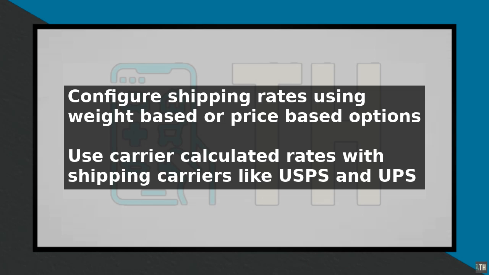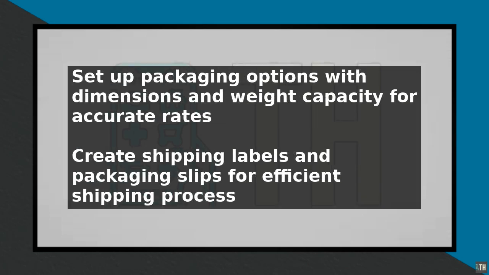Finally, you can also set up shipping labels and packaging slips to make the shipping process easier and more efficient. Shopify integrates with several shipping carriers, allowing you to print shipping labels and packaging slips directly from your Shopify admin panel. By following these steps and configuring your shipping settings, you can create a streamlined and efficient shipping process that enhances the overall customer experience.